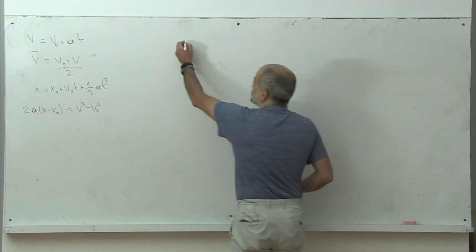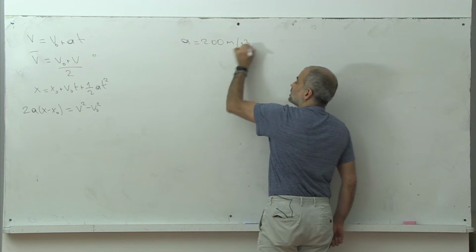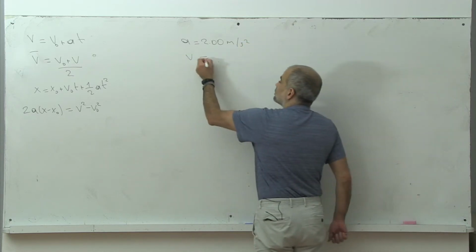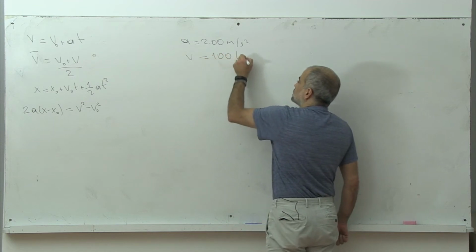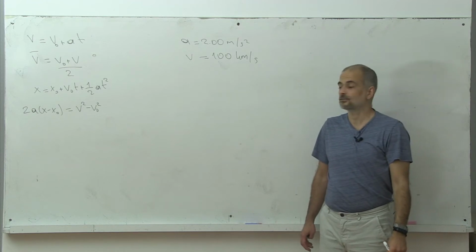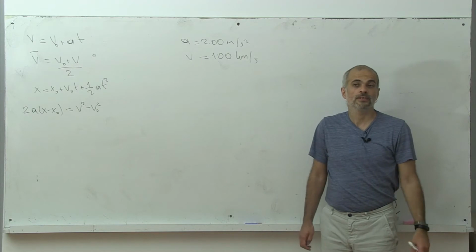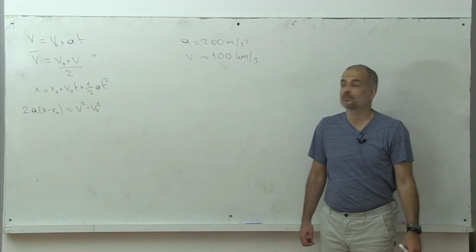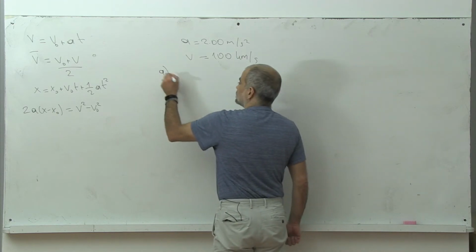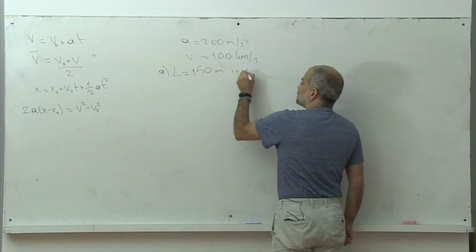So the acceleration of the plane is 2 meters per second squared. The speed for liftoff is 100 kilometers per hour. And you first consider a runway that is 150 meters. So you want to know whether this 150 meters would be enough for this plane to lift off or not. So that is part A of this example. Is 150 meters enough or not?